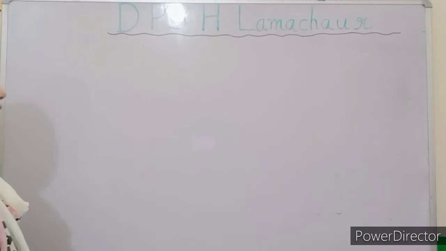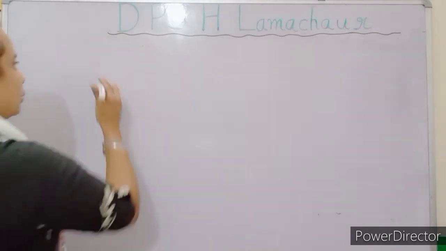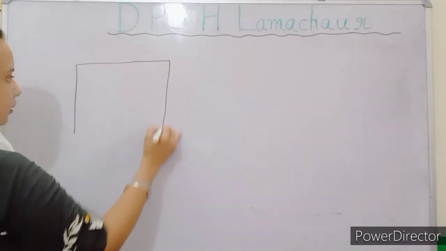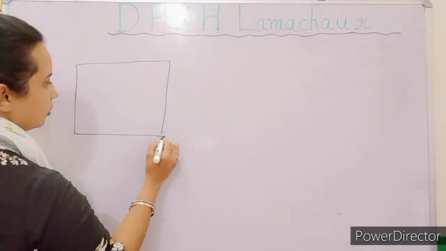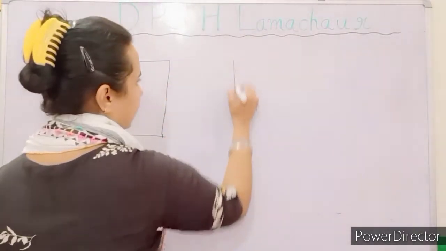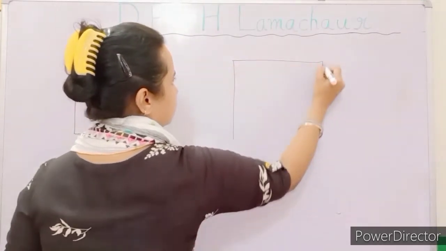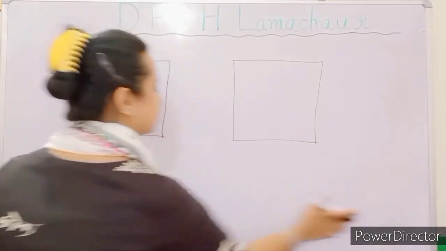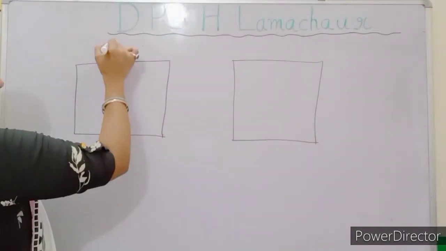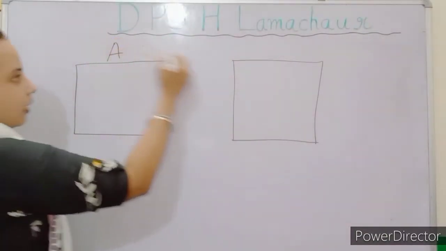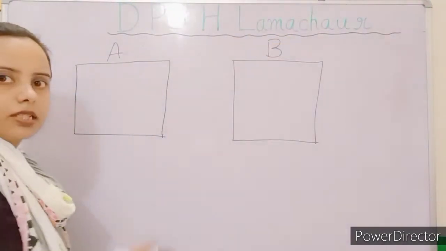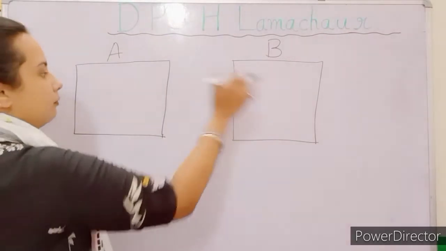For example, here are two boxes, 1 and 2. So this is box A and this is box B. Here we name these two boxes as A and B.